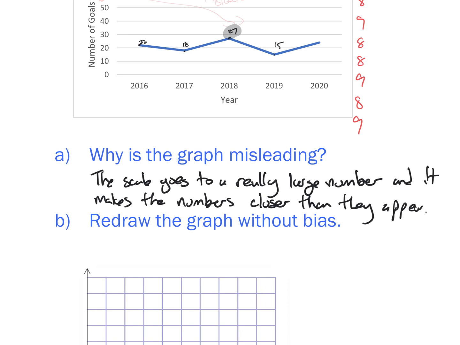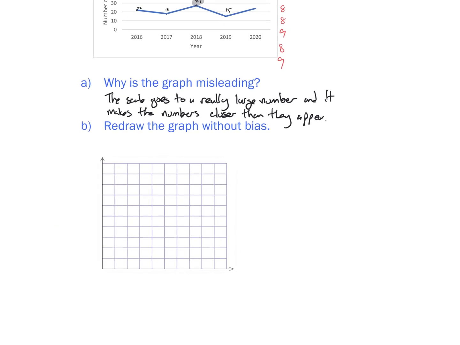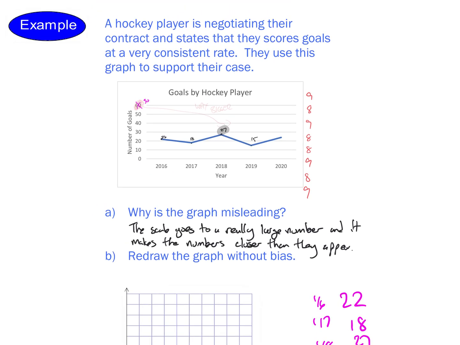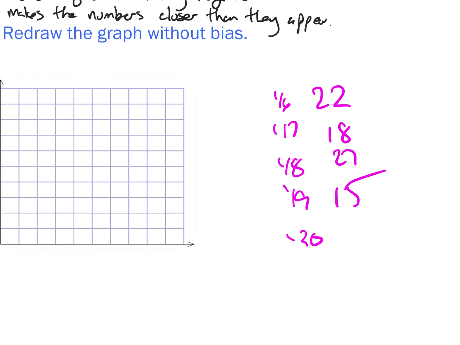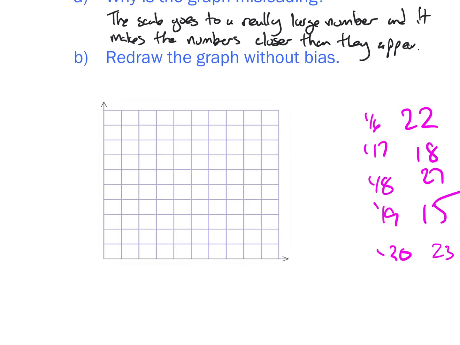So redraw the graph without bias. So I did write those numbers down, 22, 18. So I'm just going to redraw them down here just so we have them and I don't have to keep going back. 22, 18, 27, and 15. And that was for 16, 17, 18. Oh, and there's actually that last one that I didn't even think about before. The last one at 2020 would probably be about 23. Okay, so we're going to use those to draw our graph.